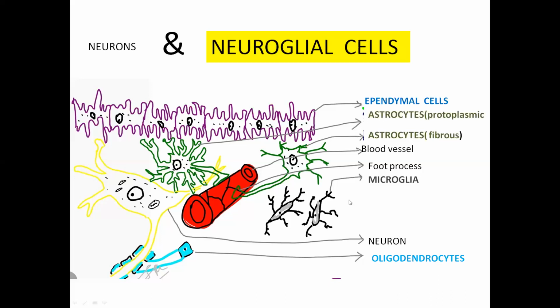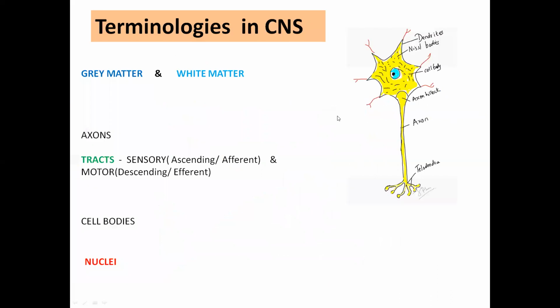Now, how do the neurons and the neuroglial cells differ? Mainly in their function. The neuroglial cells are non-excitable. They are mainly supportive in function. This you should be thorough with. This also you might have learned in your neurophysiology. The important terminologies that you come across in CNS.